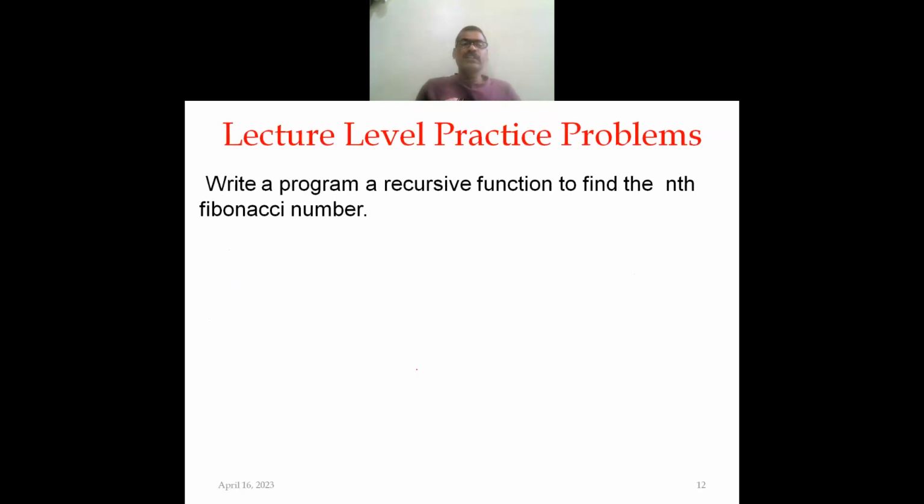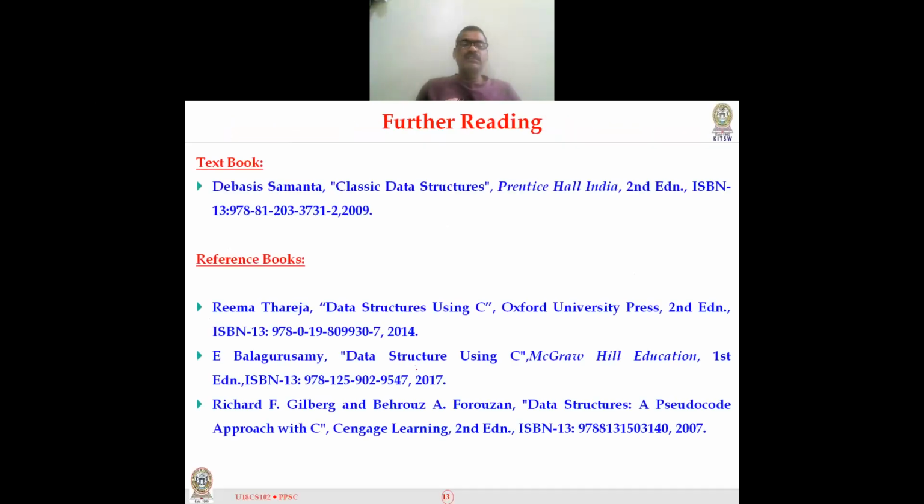So this is a lecture level practice problem. Write a program with a recursive function to find the nth Fibonacci number. Fine. So these are further readings on this particular topic.